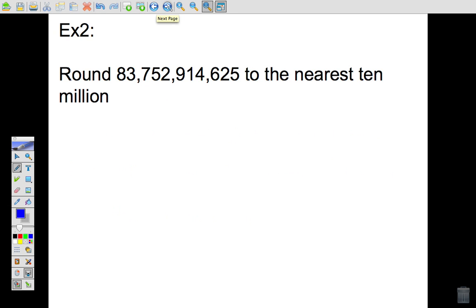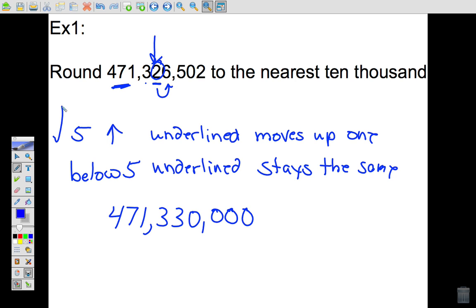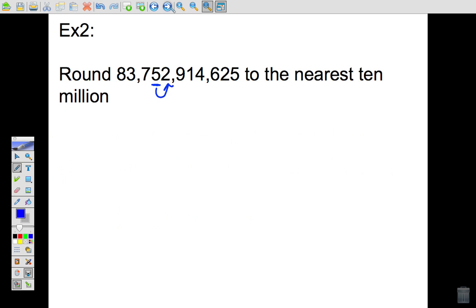Now we're going to use this same technique in example 2. It wants us to round this very large number to the nearest 10 million. So let's locate the 10 millions. We have ones, tens, hundreds, thousands, 10,000s, 100,000s, millions, 10 millions. So the 5 is in the 10 millions place. I underline it. Now I look at the digit exactly to the right of the underlined digit. Is that digit 5 or above? If it's 5 or above, my underlined digit will go up 1. If it's below 5, my underlined digit stays the same. Well, the 2 is below 5, which means my underlined digit stays the same. So I have 8, 3, comma, 7, 5, because the 5 stays the same, and then I substitute 0 into the rest of the places. And I've rounded to the nearest 10 million.